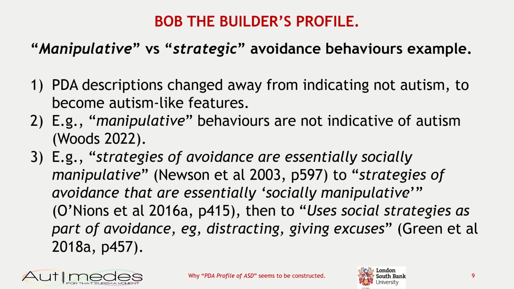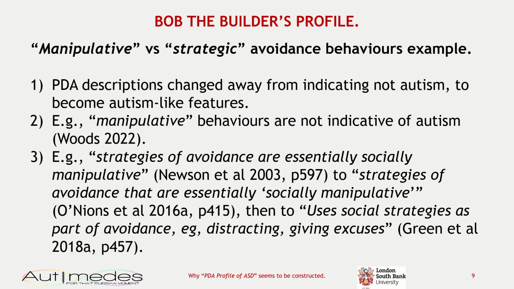So that's already denoting that it's not actually manipulative. And the final example is from the National Autistic Society's website, but it's quoted from the Green et al. 2018A paper: uses social strategies as part of avoidance, e.g. distracting, giving excuses. So you can see that this non-autism feature of PDA, that it's got manipulative avoidance behaviours, has just been changed to become autism-like with strategic.